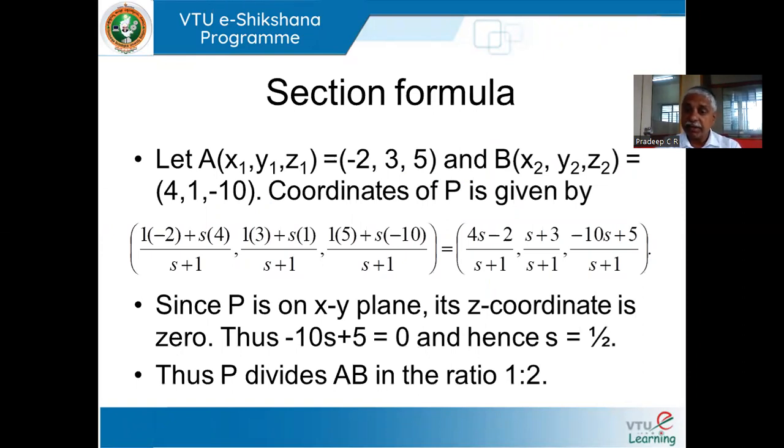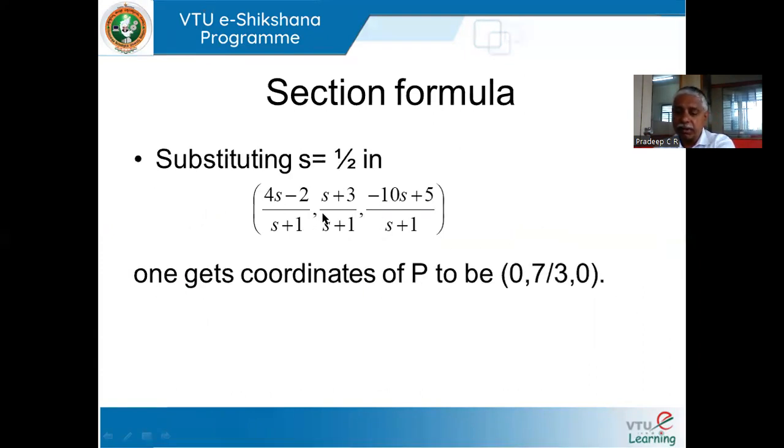Now, S is half. If I substitute S equal to half in this set of coordinates, I will get the coordinates of P completely. Put S equal to half in this, I'll get half. If you put 4 into half, that will be 2. 2 minus 2 is 0, so this is 0. S equal to half means half plus 3, that is 3 and a half, which is 7 by 2. Oh, no, divided by S plus 1. S plus 1 is 3 by 2. So 7 by 2 divided by 3 by 2 is 7 by 3.